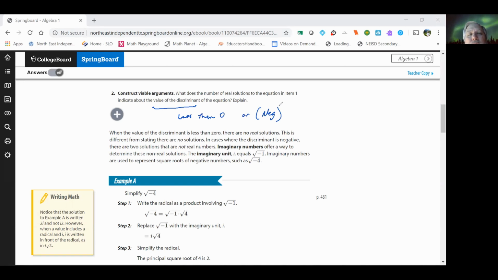The imaginary unit, i, equals the square root of negative 1. Imaginary numbers are used to represent square roots of negative numbers, such as the square root of negative 4.